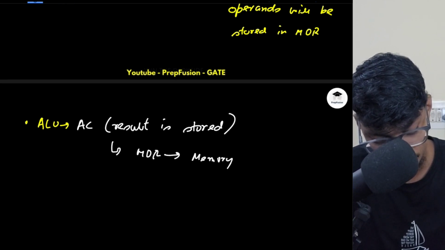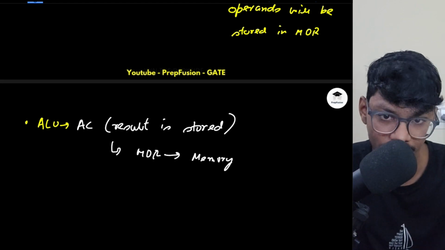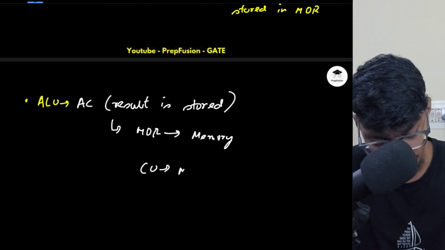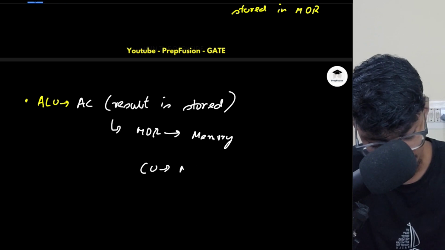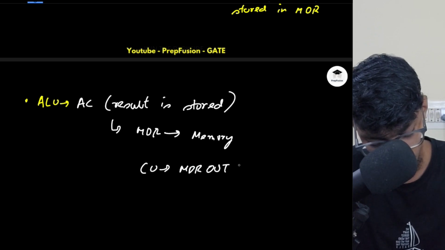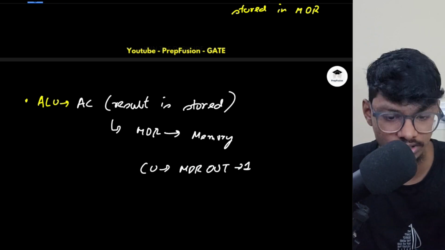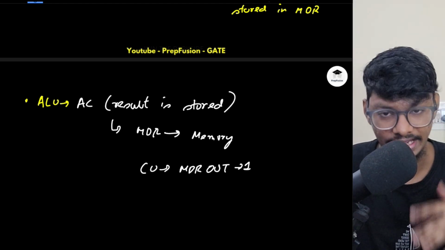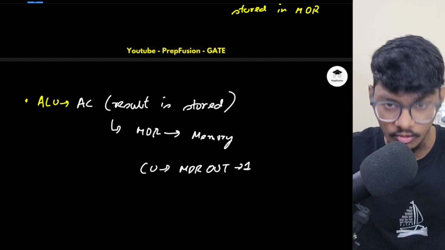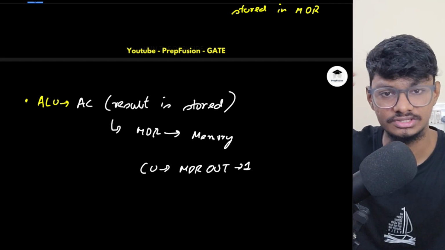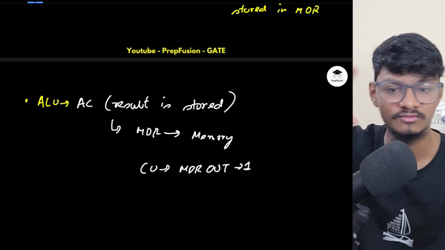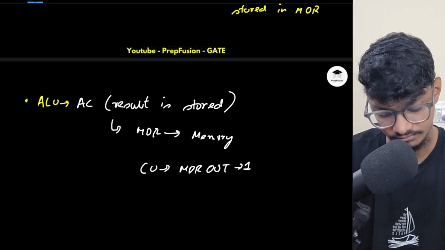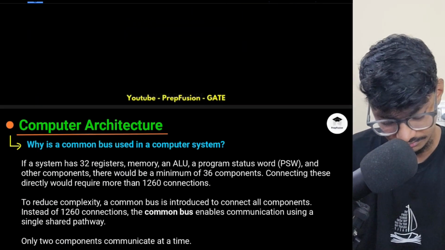It doesn't directly go to the memory. We store it in the memory data register, and then the control unit gives the MDR out signal as 1, and the data goes out into the memory. So this is what happens. I have just given you a high level example. A lot of things happen internally, but this shows how data flows in a data path. So this is a data path basically. I hope you understood the significance of the data path.